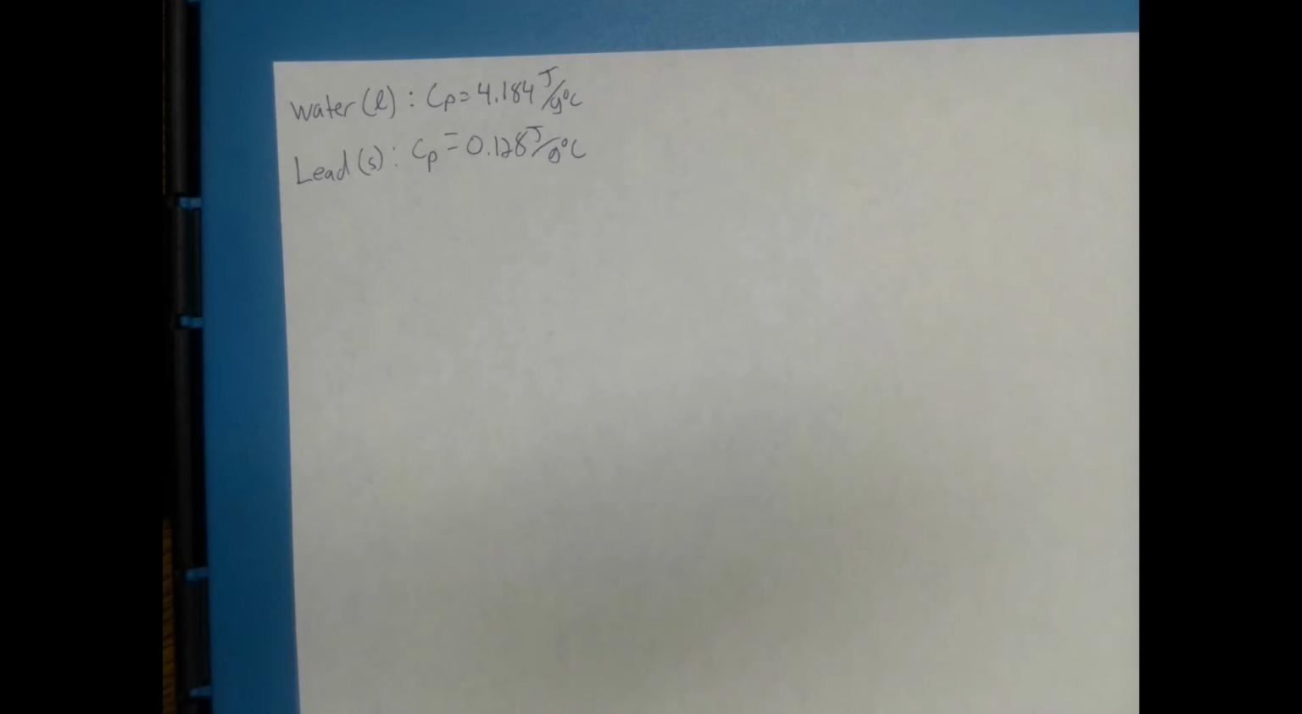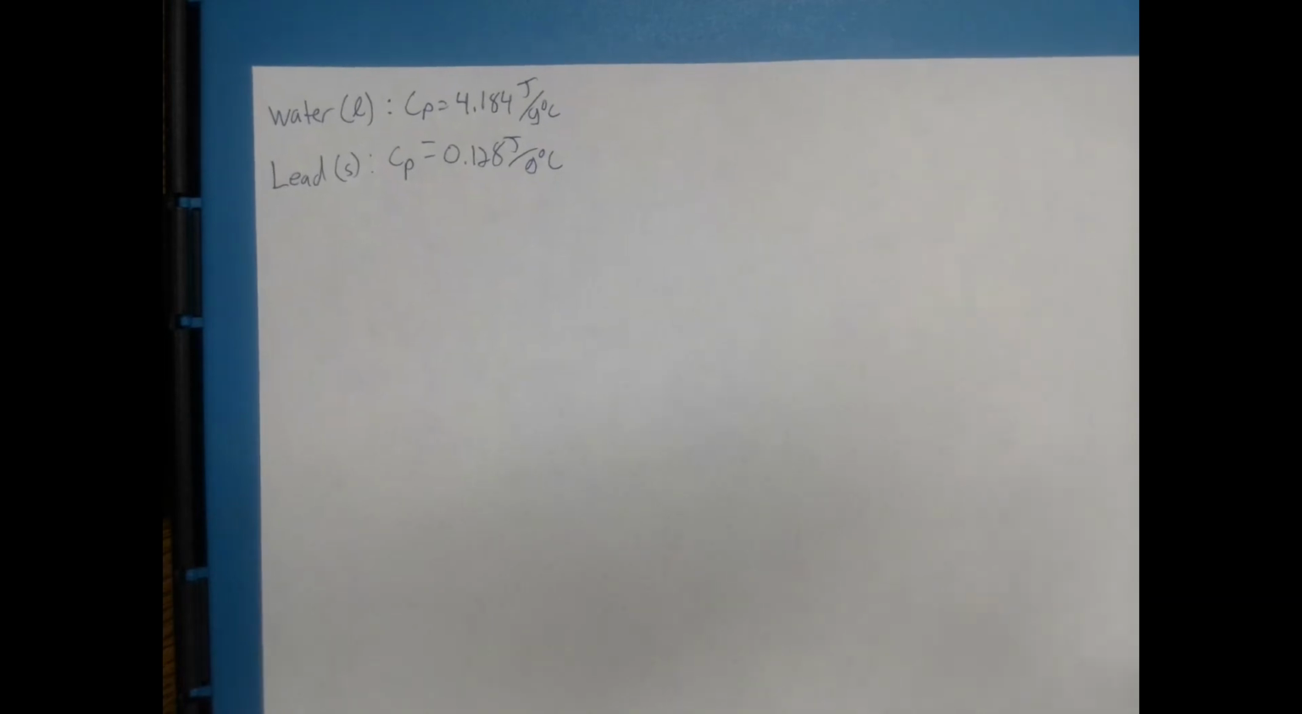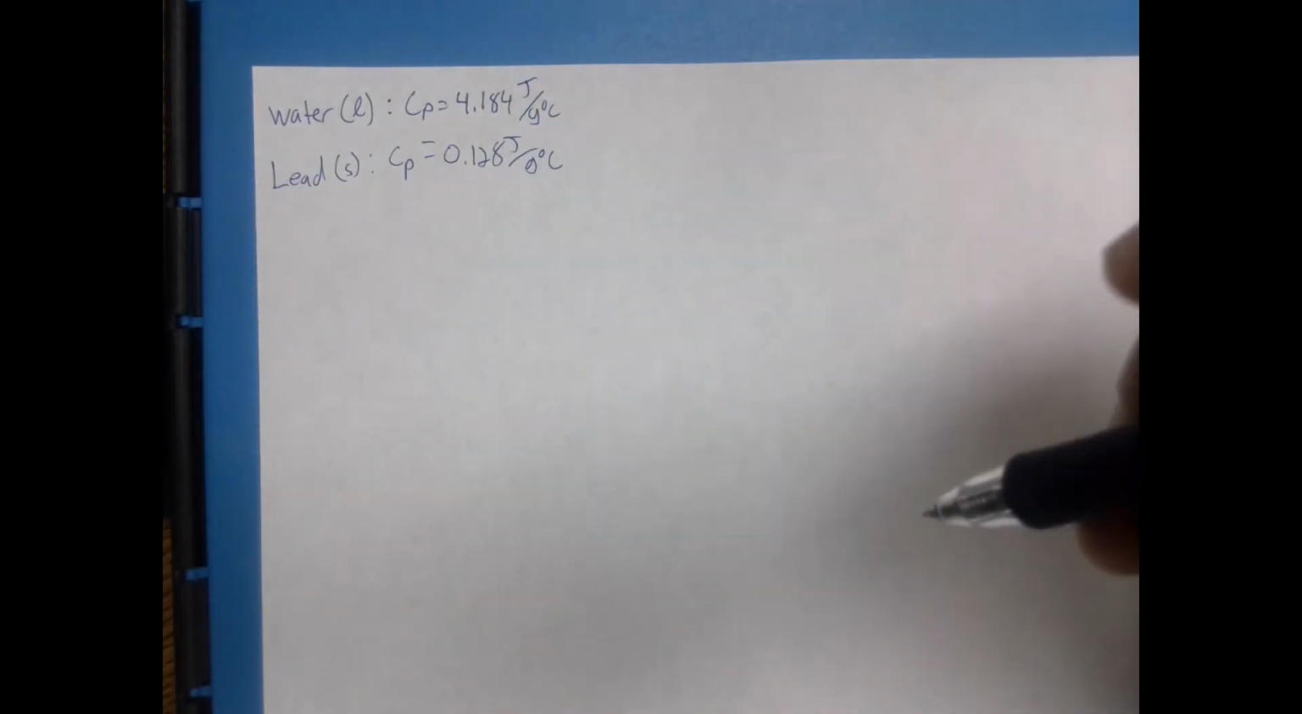So the Cp of lead is 0.128. See how much that differs from the formula here. Nope, that's exactly right for lead here. So here's the Cp for lead, here's the Cp for water.